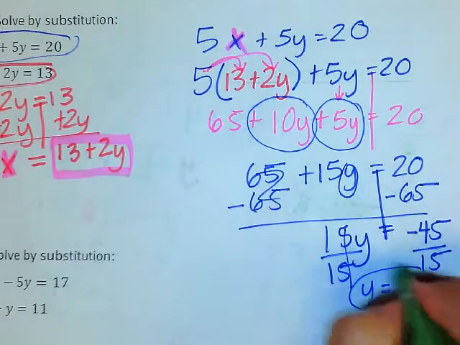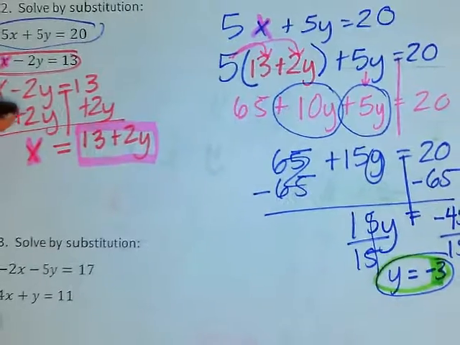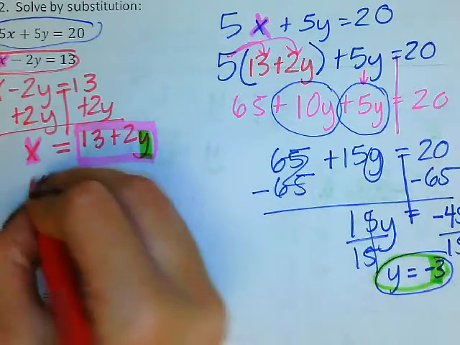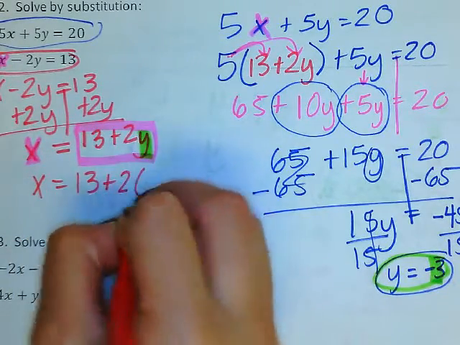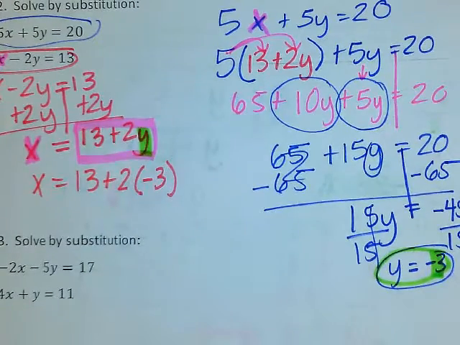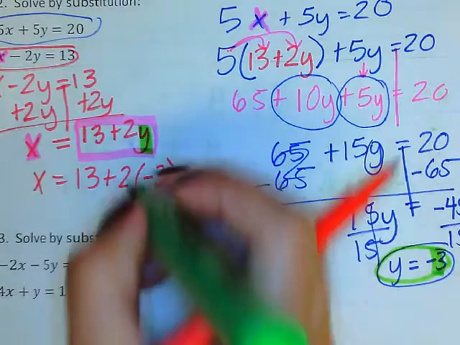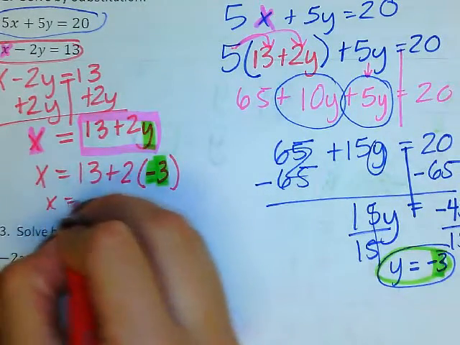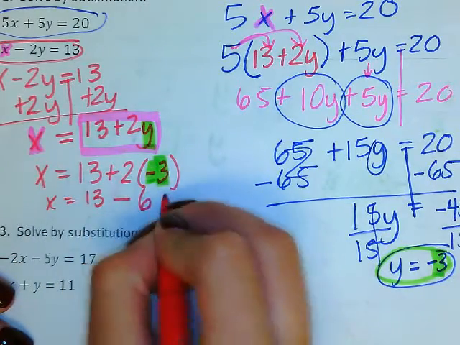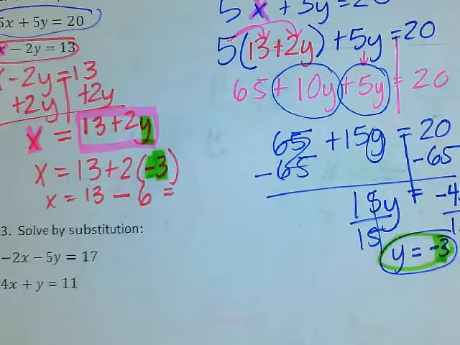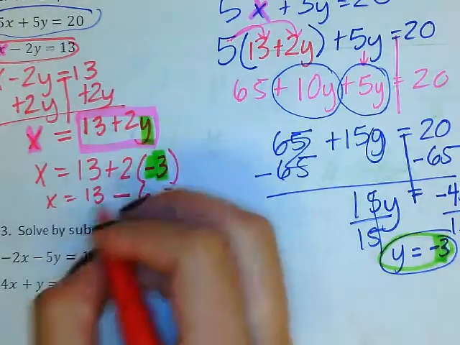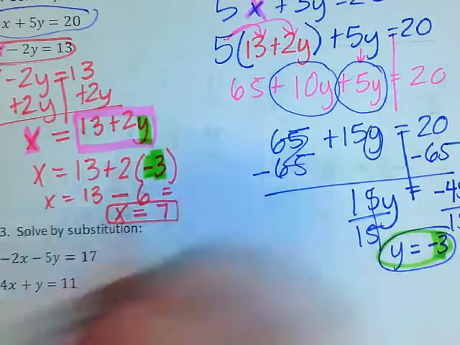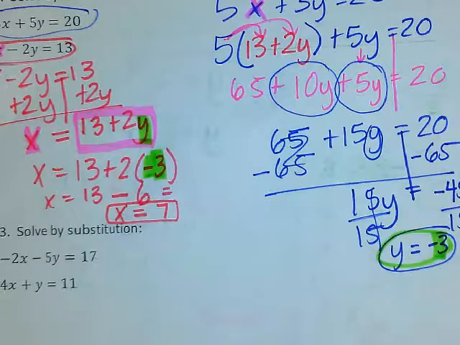So now that I have the value of y, negative 3, I'm going to come over here and sub it in again to this one. So x equals 13 plus 2 times negative 3, because that is the value of y. Okay, and then now I'm going to solve for that. Okay, so 13 minus 6 would give me the value of x, so x equals 7. And now I have both values.